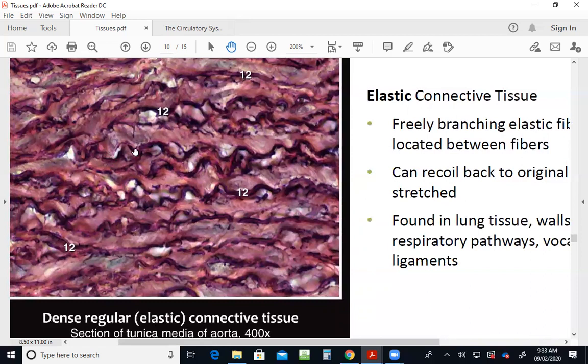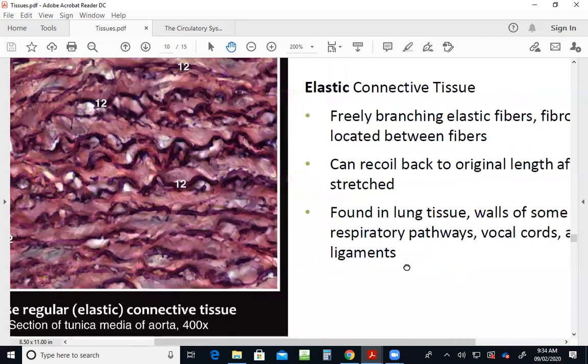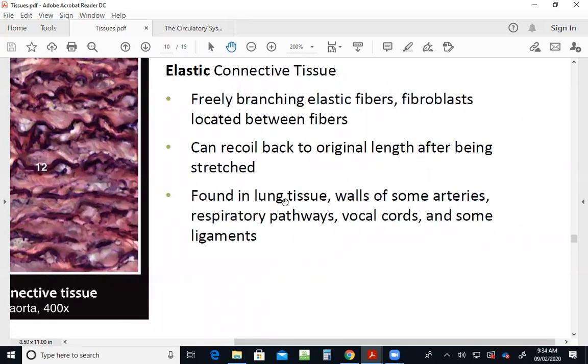The squiggly lines you can see very nicely here, think of them like an accordion. You know what an accordion is, right? That musical instrument that can stretch and then push back together to make those funny noises. This type of tissue allows for stretching like a rubber band, but also recoiling. So these squiggly lines, if stretched, would flatten out, as you guys hopefully can imagine. Found in our lungs, walls of some of our arteries, some of our respiratory pathways, vocal cords, and even some ligaments.